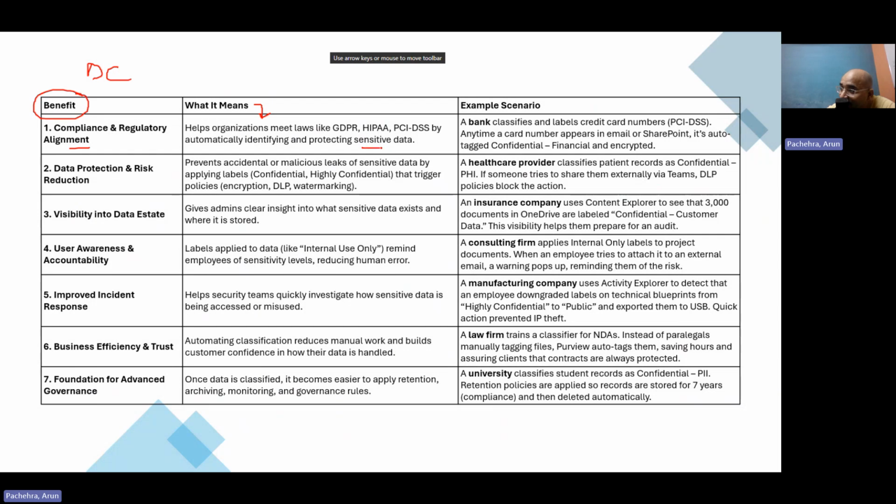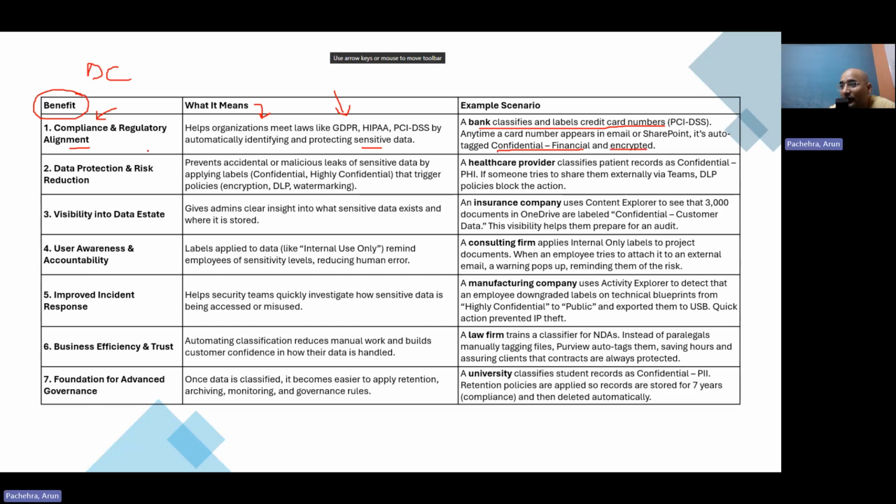Because if data is sensitive, there must be a way to protect it as per the compliances, right? And how does this help us? Because we first get to know what kind of data it is, how sensitive it is, and then we apply the way it's supposed to be protected. For example, a bank classifies and labels credit card numbers, PCI DSS. Anytime a credit card appears in email or SharePoint, it's automatically tagged as confidential, financial, and encrypted. So that's how it helps us.